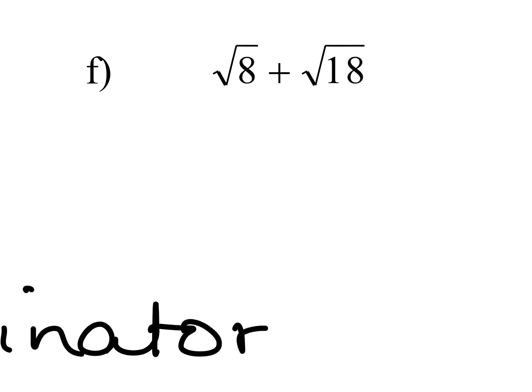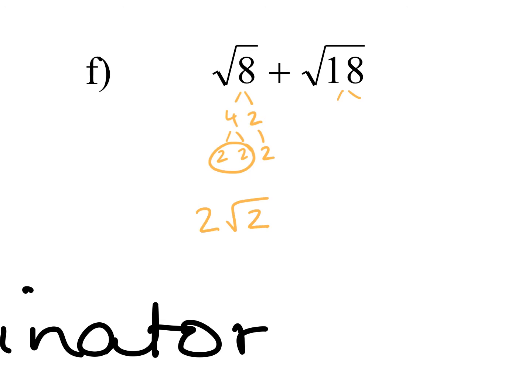All right, let's look at F. What are 2 factors of 8? 4 and 2. And 2 factors of 4? 2 and 2. So what would I circle? The 2's. So what comes to the outside? 2. And 2 stays on the inside. So I have 2 square root 2. And then I want to break down 18 too. So what are 2 factors of 18? 6 and 3. I was going to say 9 and 2, but 6 and 3 works. What are 2 factors of 6? 2 and 3.